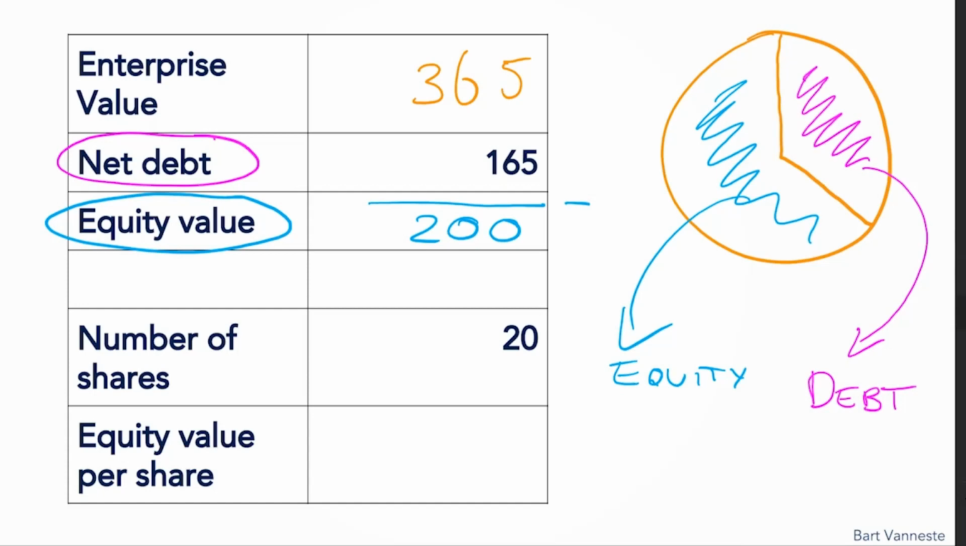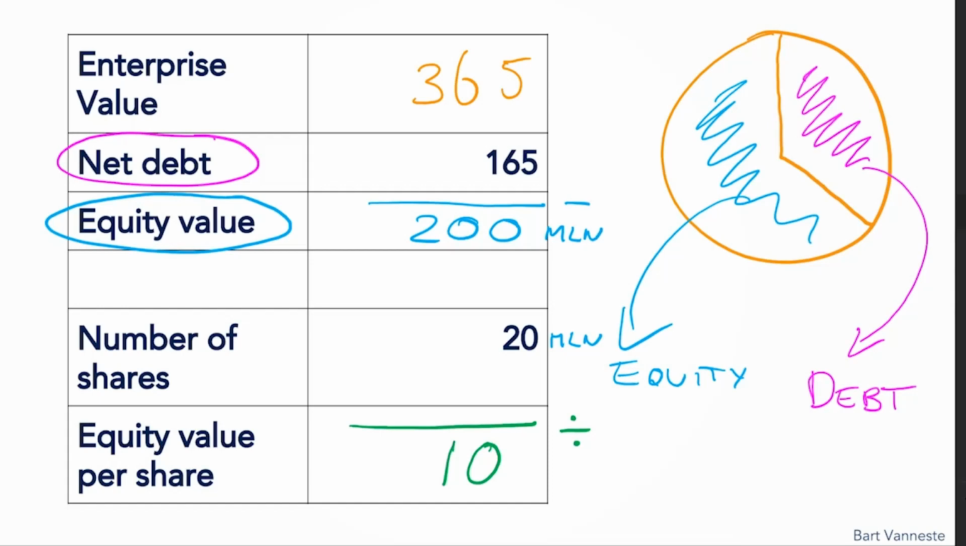If we want to calculate the value per share, all that we need to do is divide by the number of shares. Here the number of shares is very low, 20. But imagine that this actually represents 20 million and the equity value that we have been calculating is also in millions. Then we can say the equity value per share is simply the equity value divided by the number of shares, which is the 200 divided by the 20, giving us an equity value per share of 10. Now this is how much we think the share should be worth based on our sum of the parts analysis.